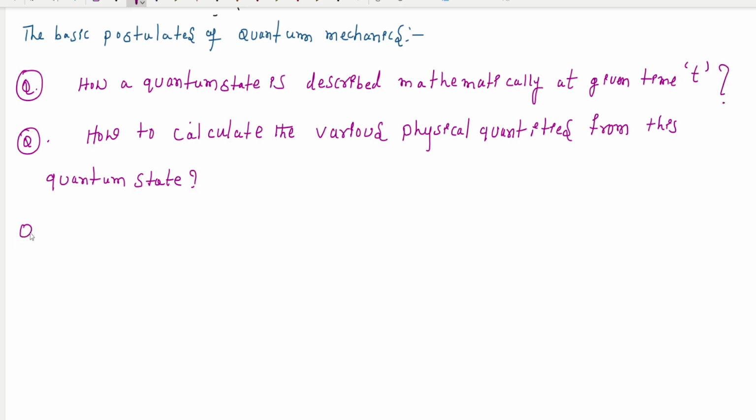Next, the third question is: for example, knowing the system state at a given time t, how to find the quantum state at any later time t, and that is how to describe the time evolution of a system. This is my third question.